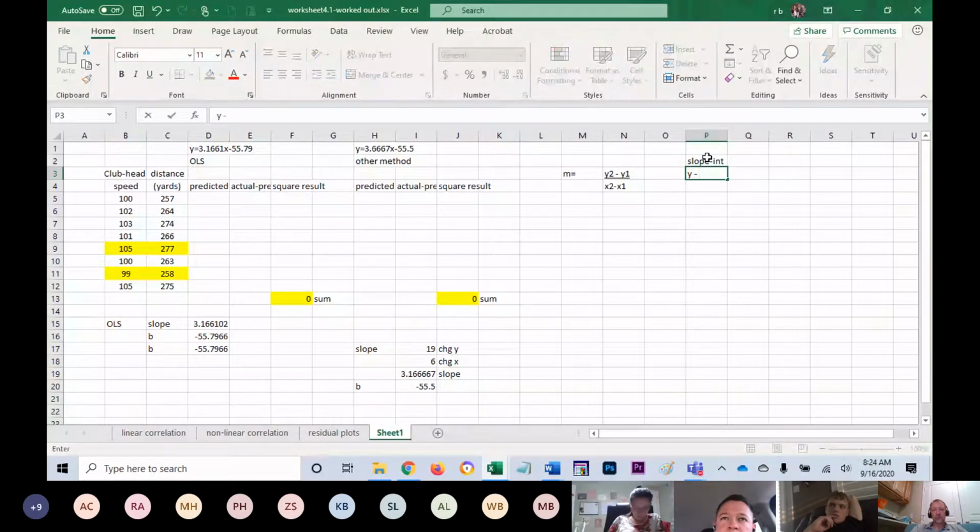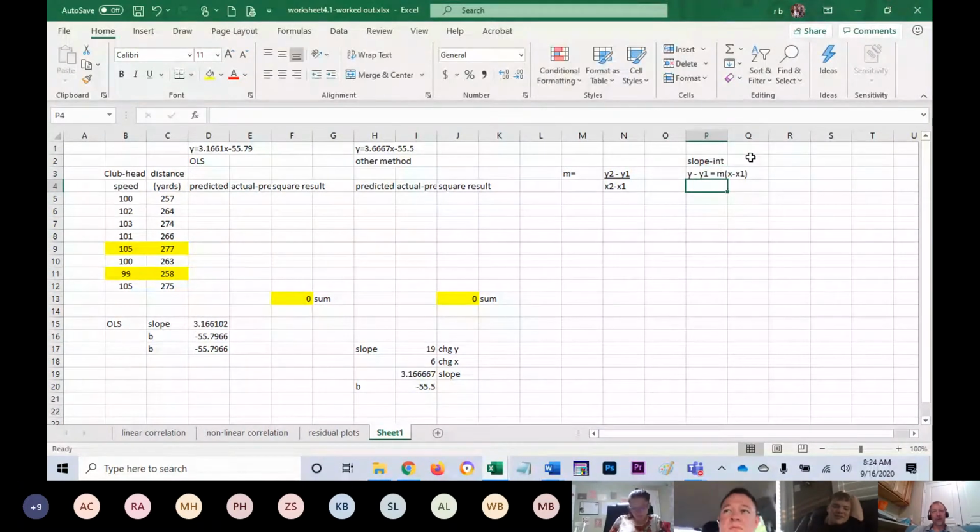Oh, y1 minus y2 equals x1 minus x2 times something. Yeah, is that right? You're giving me the slope equation again: y minus y1 equals m times x minus x1. That's what I was trying to say. Yeah, that's what we're looking for.